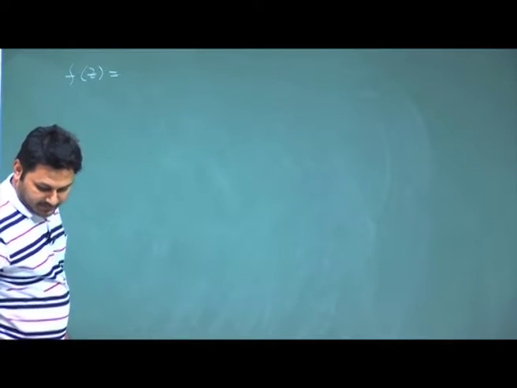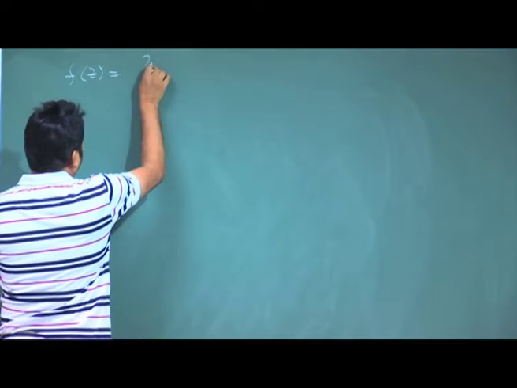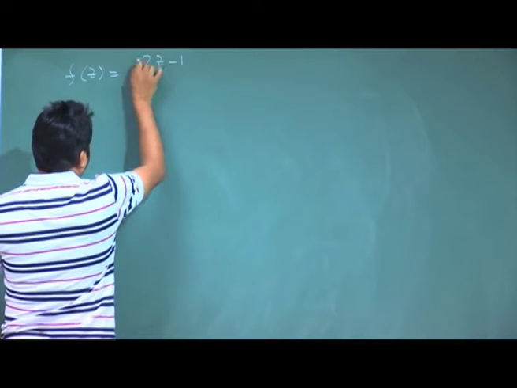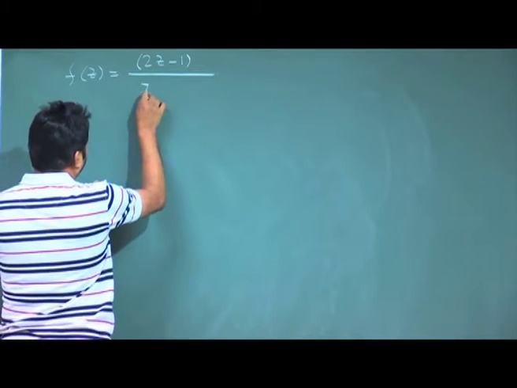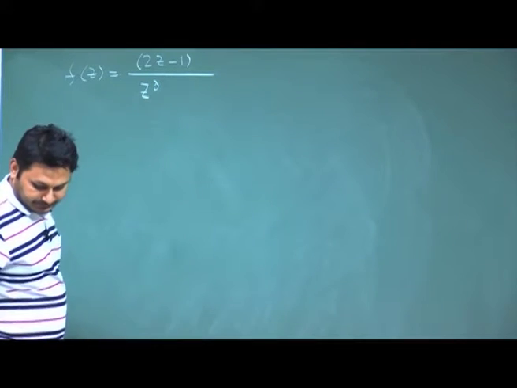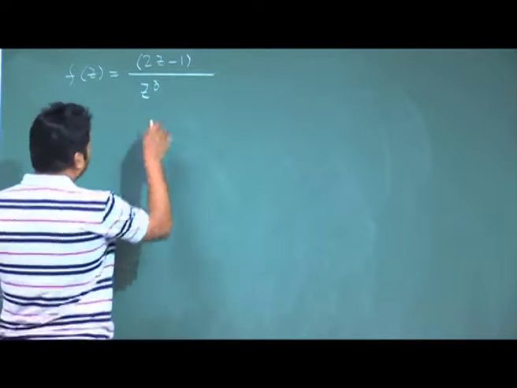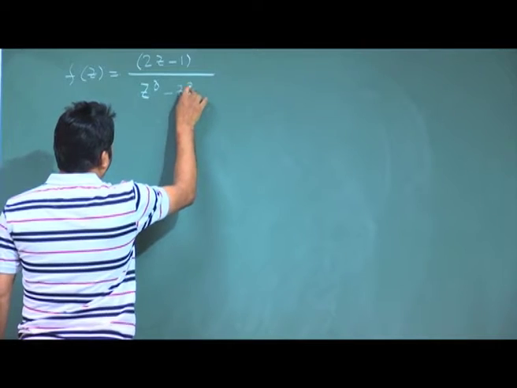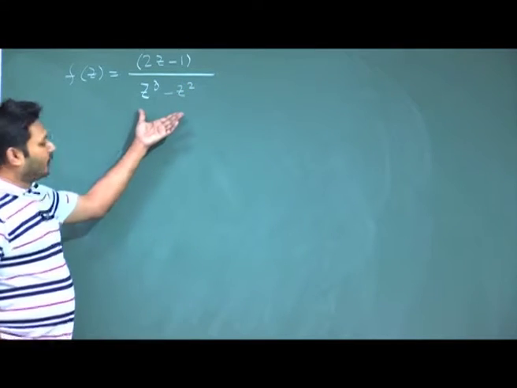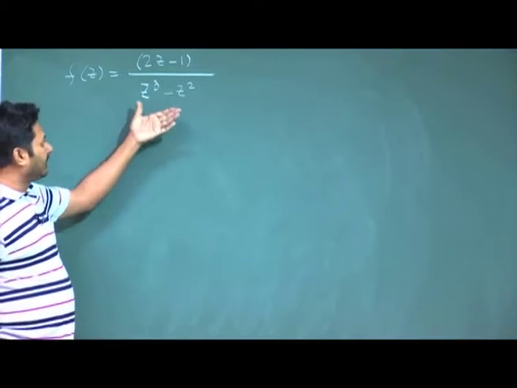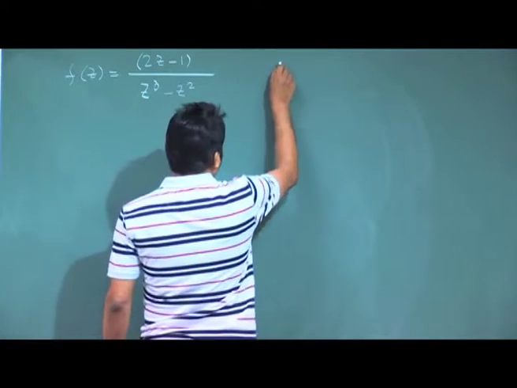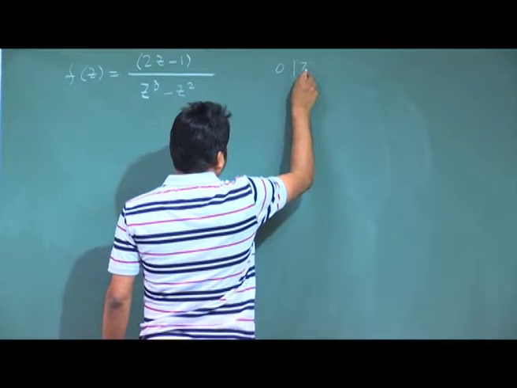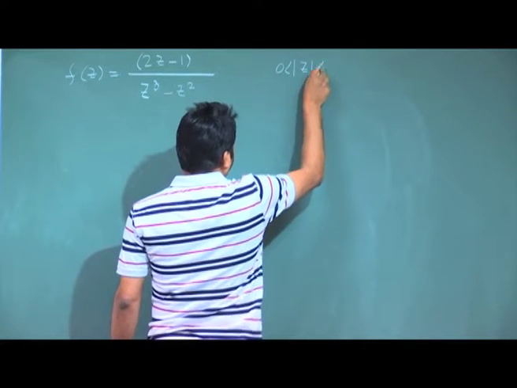is something like (2z minus 1) divided by (z cube minus z square). So, we have this function in my hand, and the restriction of this function is mod of z is greater than 0, less than 1.